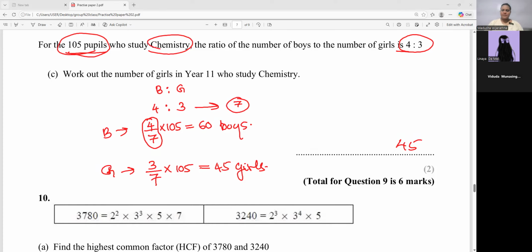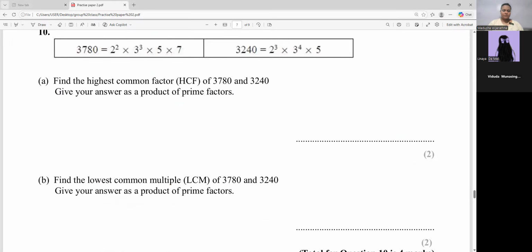Question number 10, LCM and HCF. So this has been given as a product of prime factors. Find the HCF, highest common factor. Highest common factor means find the common ones. 2 to the power 2, 2 to the power 3. So 2 to the power 2 is common. Here 1 is extra, no? 2 to the power 3, 3 to the power 3, 3 to the power 4, 3 to the power 3. Go for the lowest and the common. 5 is common, but 7 is not common. Don't write 7. It's not a common factor.